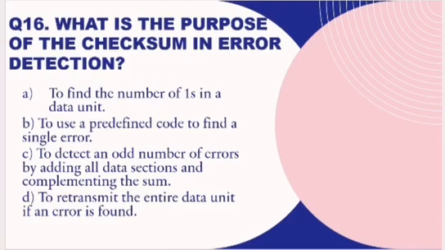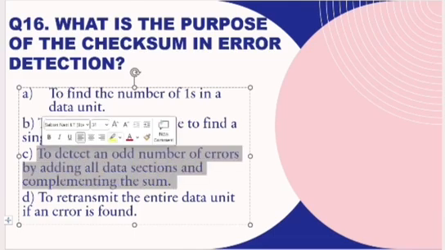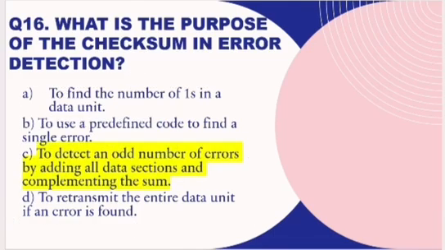Moving on to the 16th question. What is the purpose of the checksum in error detection? Option A, to find the number of ones in the data unit. Option B, to use a predefined code to find a single error. Option C, to detect an odd number of errors by adding all data sections and complementing the sum. Option D, to retransmit the entire data unit if an error is found. I hope you all have paused the video and guessed the answer right. So the correct answer for this question is option C, to detect an odd number of errors by adding all the data sections and complementing the sum.